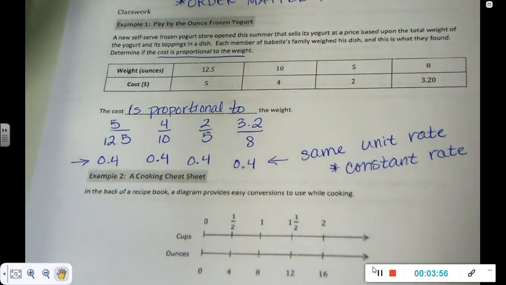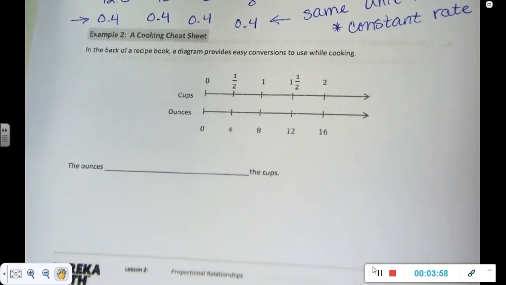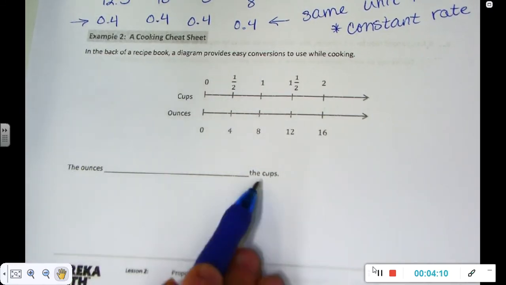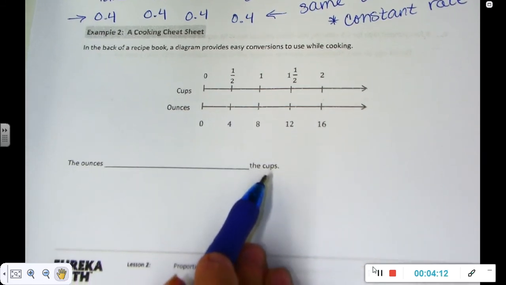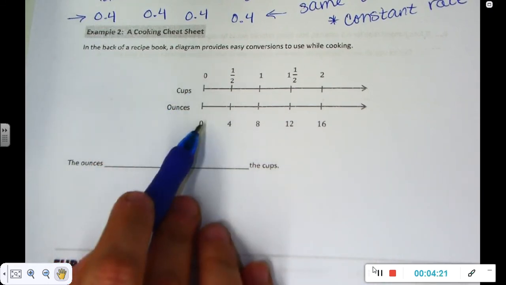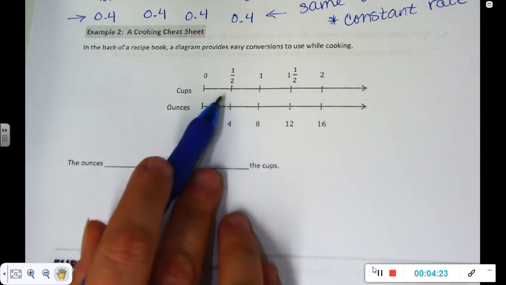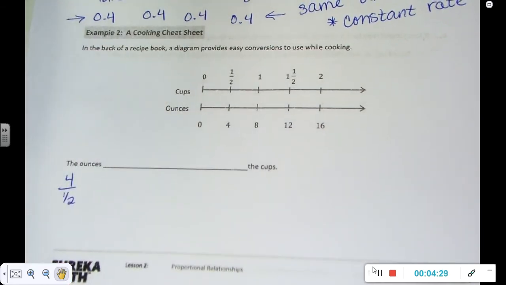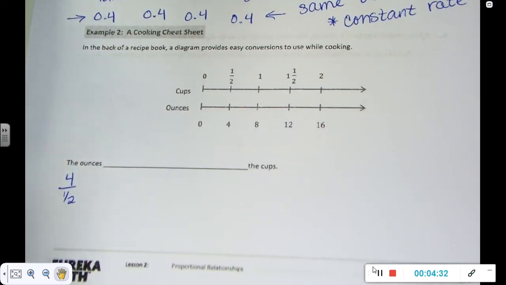We're going to look at example 2 and determine if, in the back of this recipe book, where it has info about ounces to cups, the ounces are proportional to the cups. And if you remember from lesson 1, when we write a ratio, we cannot use zeros for both of the numbers. So I'm going to skip this first 0, 0, and jump straight to the 4 and the 1/2. Again, I'm going to write it in a fraction representation of a ratio. It's okay that I have a fraction in the bottom. I can still divide with that.